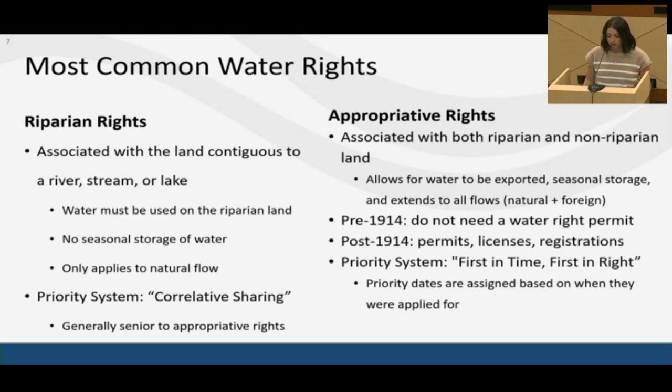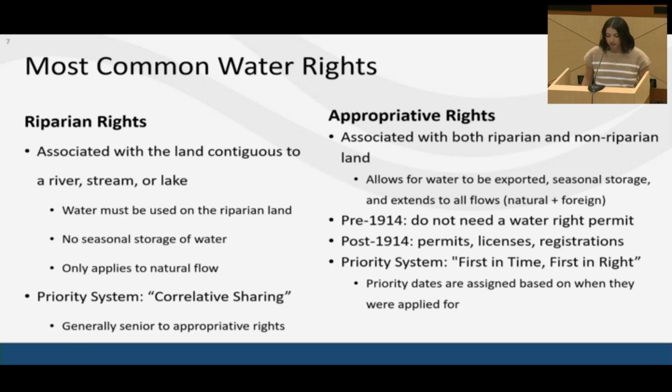Pre-1914s are the most senior appropriative water rights, and as the name suggests, these were established prior to December 1914 and before the current administrative process was established. While diversions under pre-1914 rights can often report under an initial statement of diversion and use, the division generally does not validate these claims.